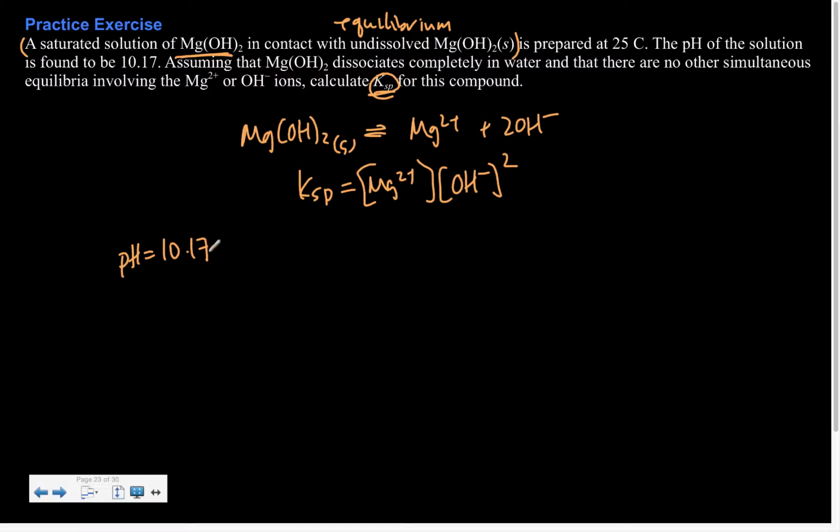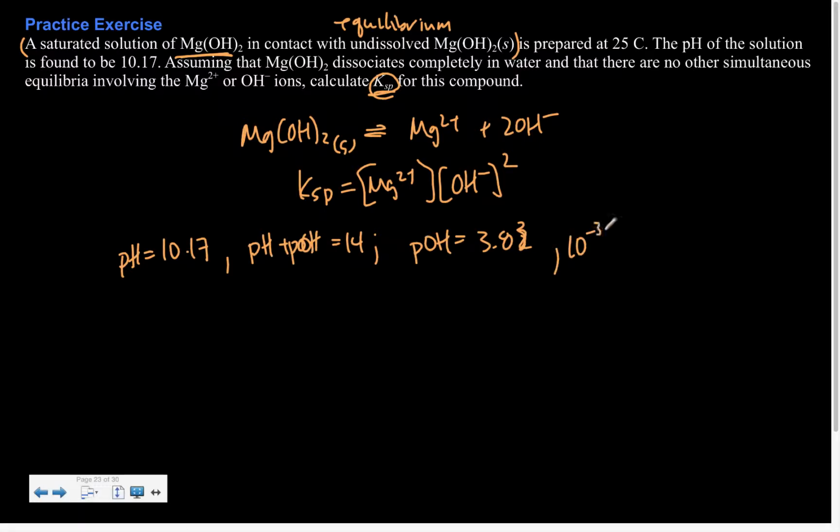It's the negative log of the H+ concentration, or the hydronium ion concentration. Now, is that really useful for what we're talking about here? No, we're talking about hydroxide, but pH plus pOH has to equal 14. Therefore, we know that the pOH is equal to 3.82, 3.83. This says 3.